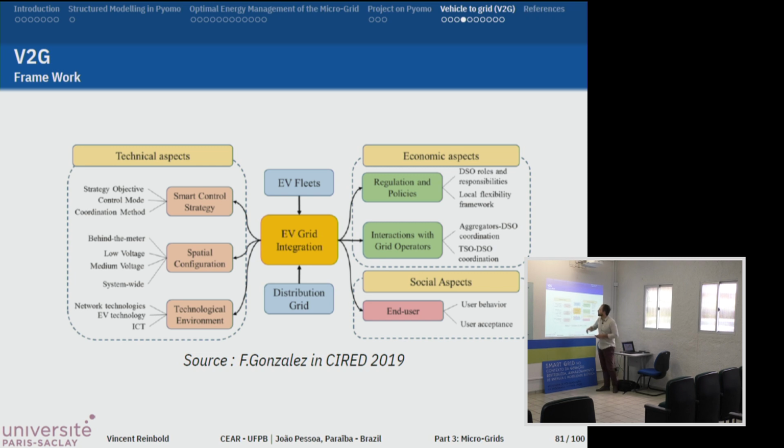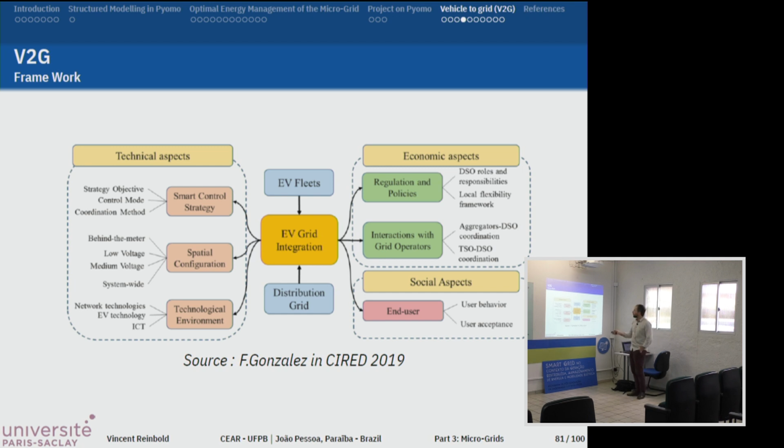Here are the technical aspects. If we create a system that is intelligent enough, we can define some strategies, we can define some controls, and we can coordinate the electrical vehicles and the fleets to help the network. So these are the smart control strategies. And in that, maybe there will be some optimization problems.